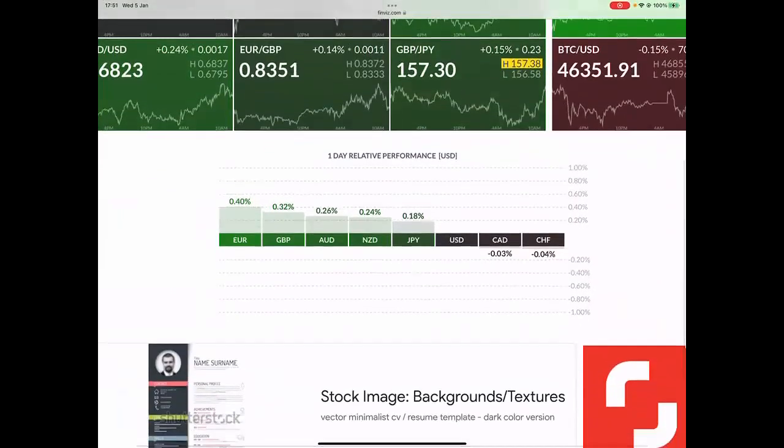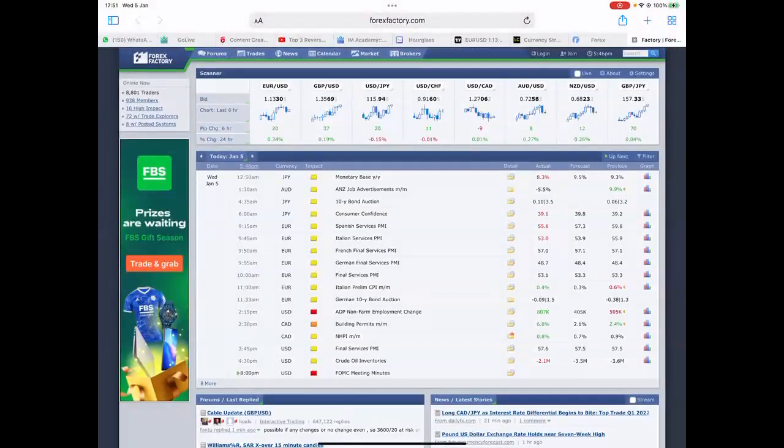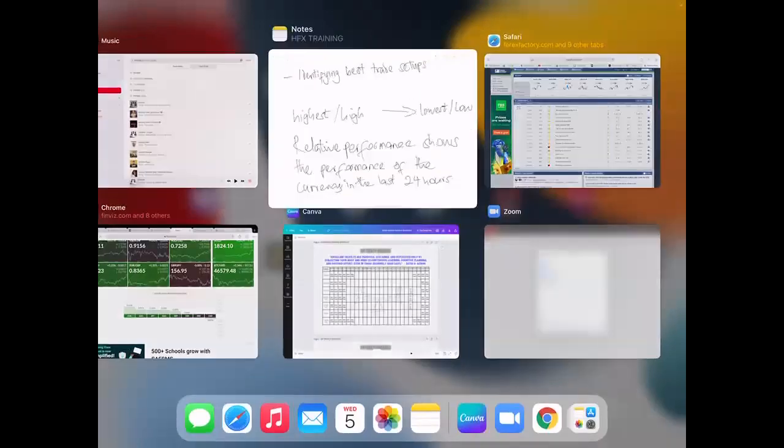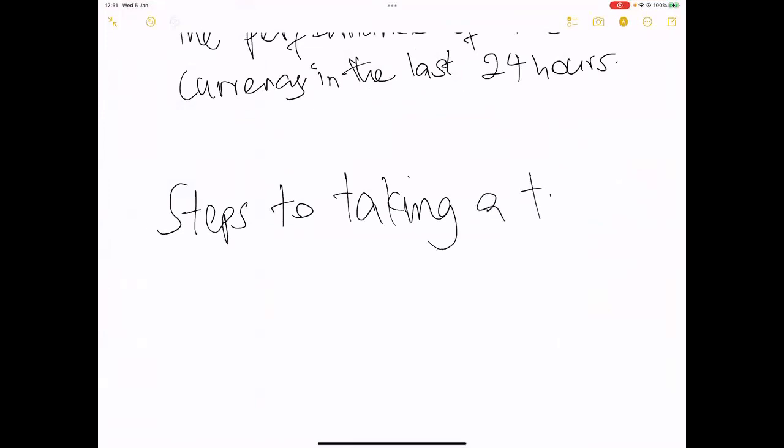So that is relative performance. First, we check Forex Factory for news. Please write it down. Steps to taking a trade.